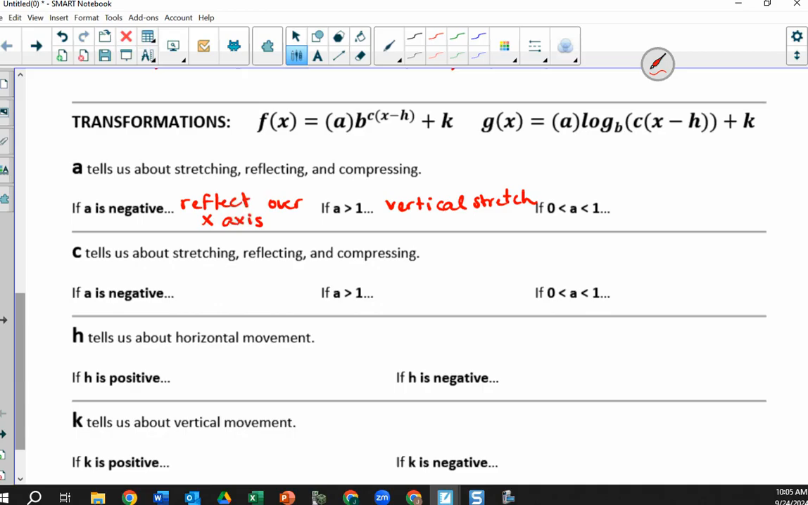Okay, then the third part, if A is between 0 and 1. So if A is like a fraction, like 1/2, it's still vertical, but it's a compression. So you're smooshing it this way, okay? So vertical compression. I'm abbreviating because I'm running out of room. The A value, what you're doing with that, you can make yourself a little note. That's what you're going to multiply the y values by.